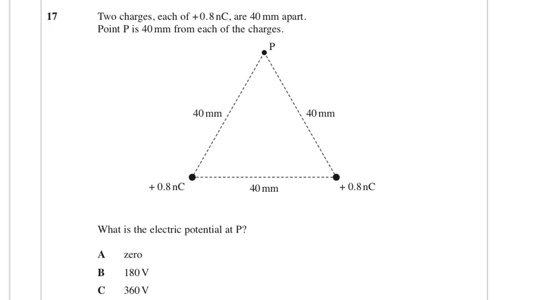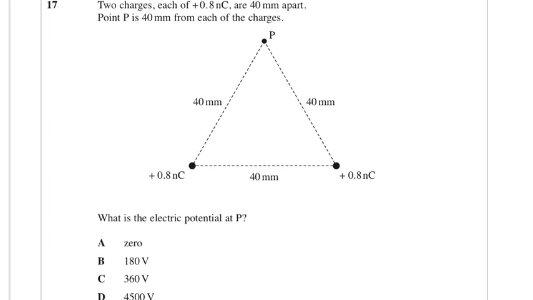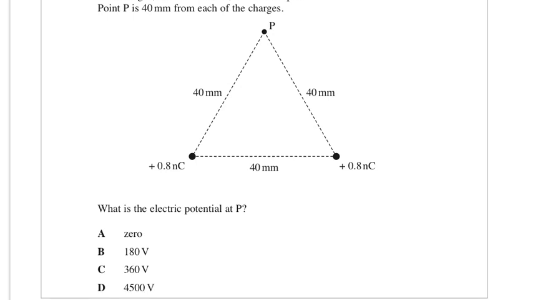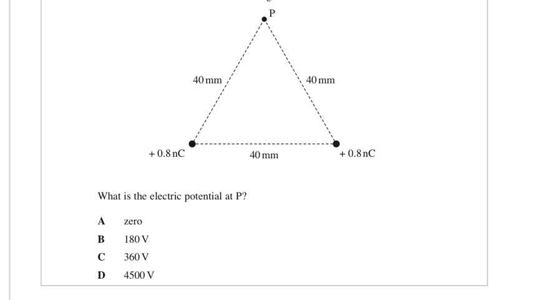Okay, two charges each of 0.8 nanocoulombs are 40 millimeters apart. Point P is 40 millimeters from each of the charges. What is the electric potential at P? So we know that potential is calculated by doing charge over 4 pi epsilon-0 r. So let's do that here.